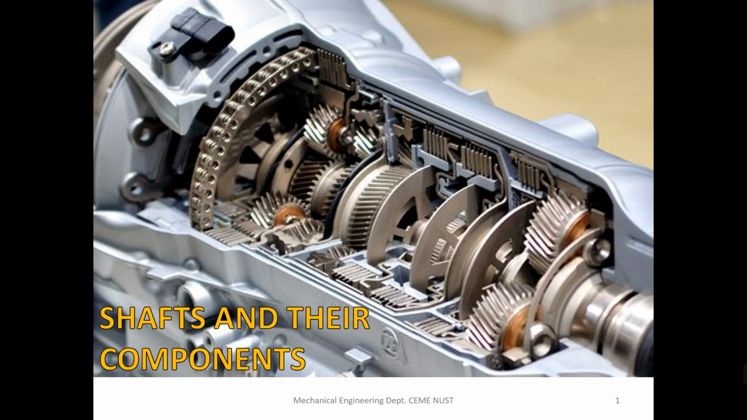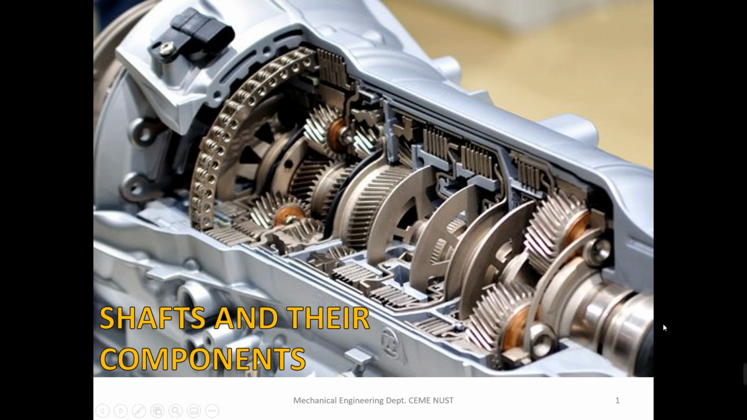Keys and couplings are basically related to the chapter of shafts. This is chapter 7 of Shigley and chapter 9 of Norton, machine design by Norton. Before going into the detail of keys, I will be discussing some details of shafts, a basic introduction.